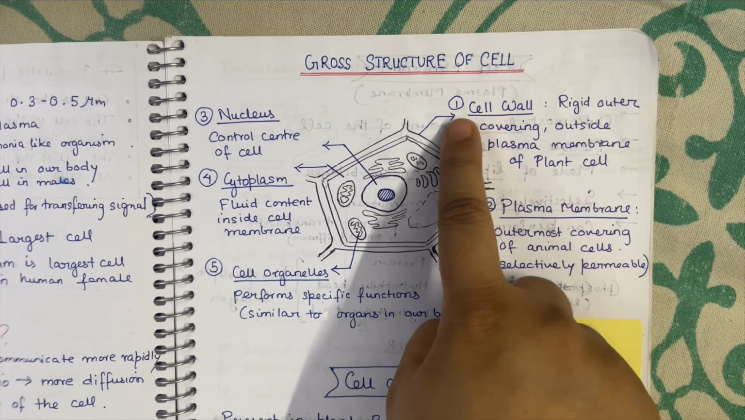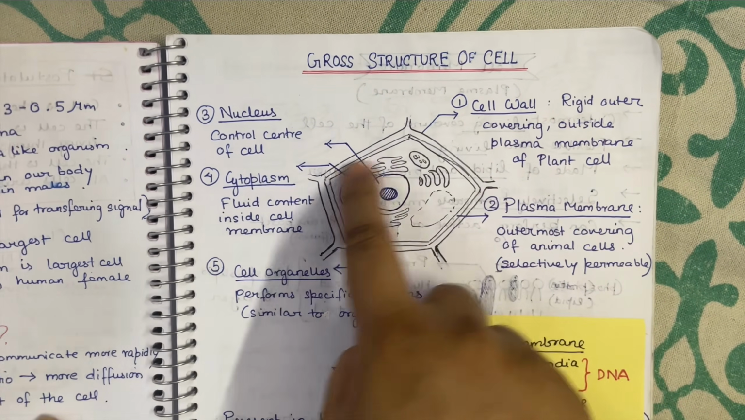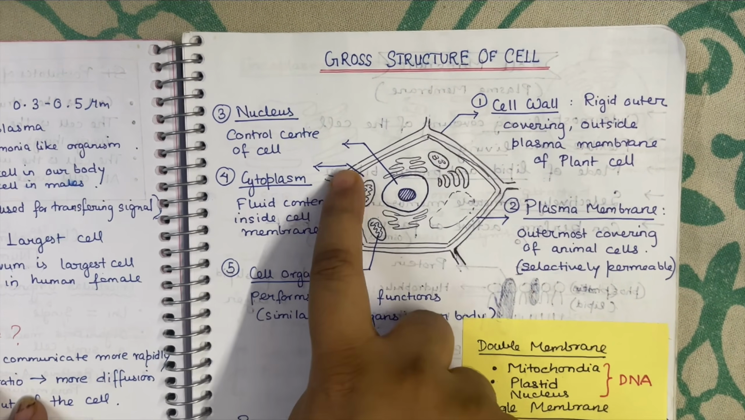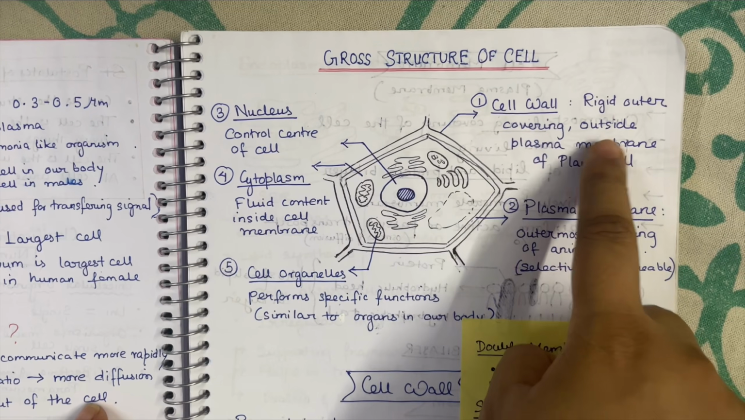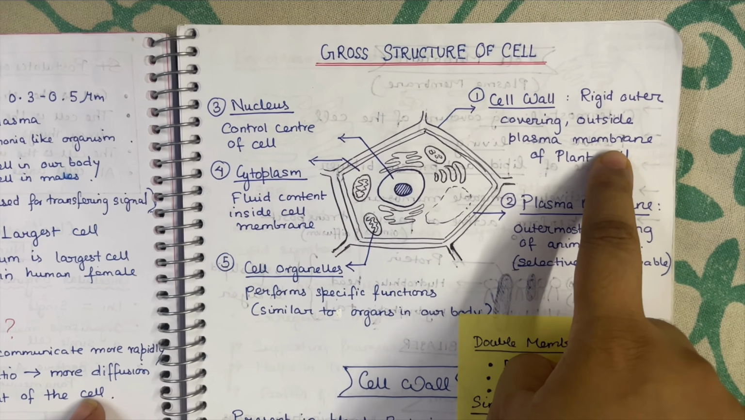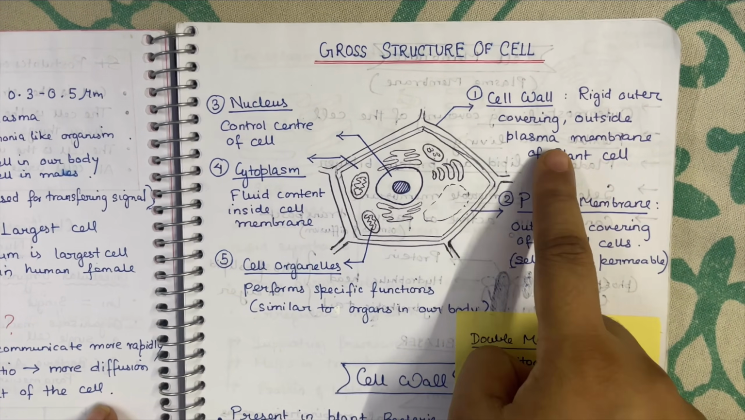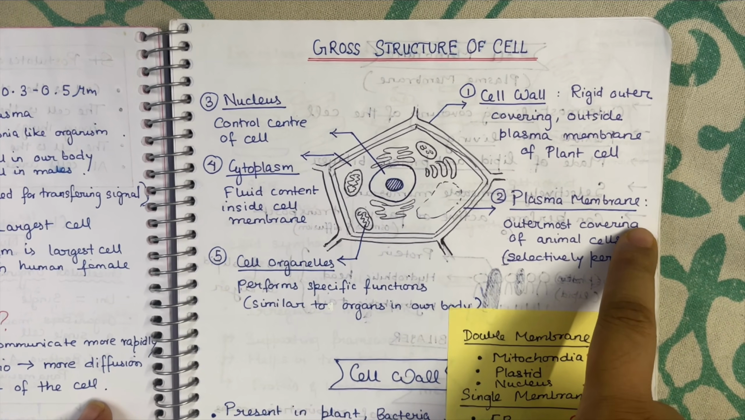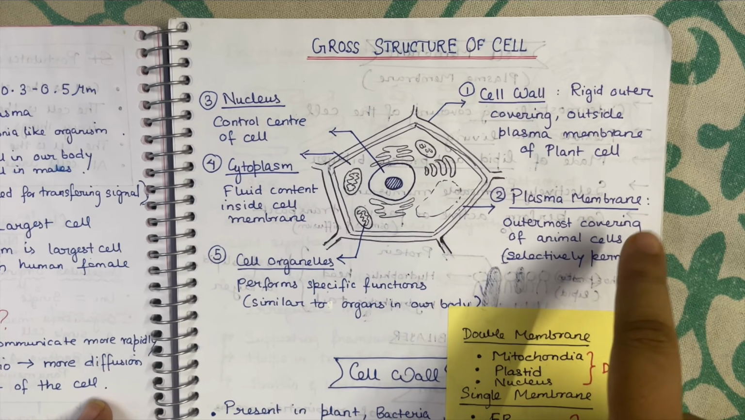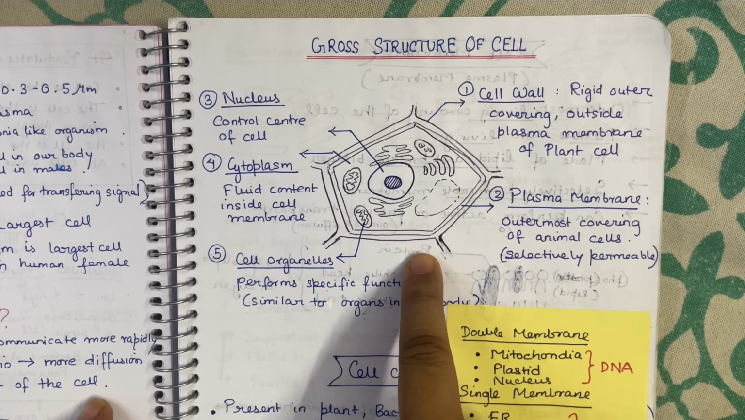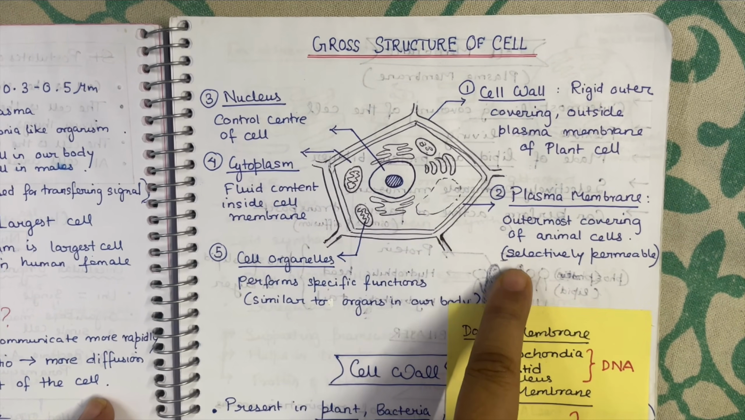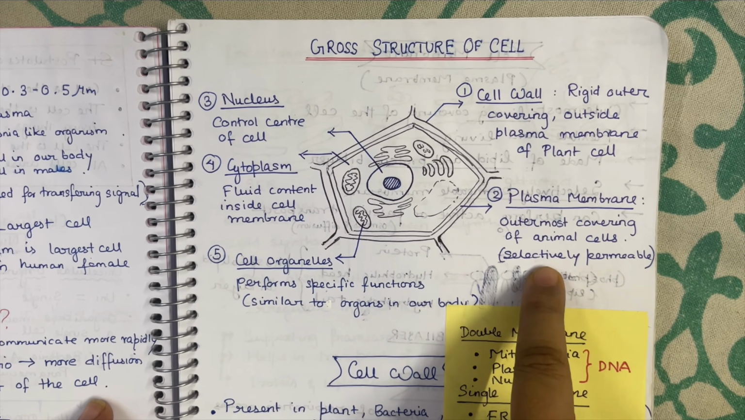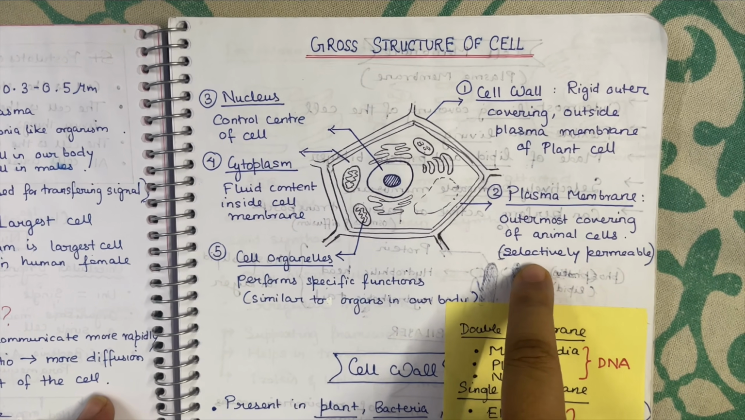The first part which you can see is the cell wall, which is the outermost covering which is present only on a plant cell. It is the rigid outer covering which is present outside even the plasma membrane. So the next layer is the plasma membrane, also known as the cell membrane, the outermost covering of an animal cell, and in a plant cell this is the second covering. This one acts as a selectively permeable membrane and allows only the solvent molecules or smaller molecules to pass through it.